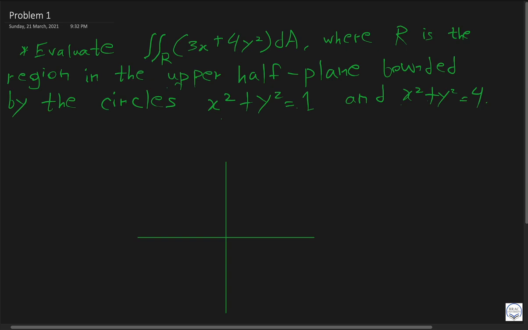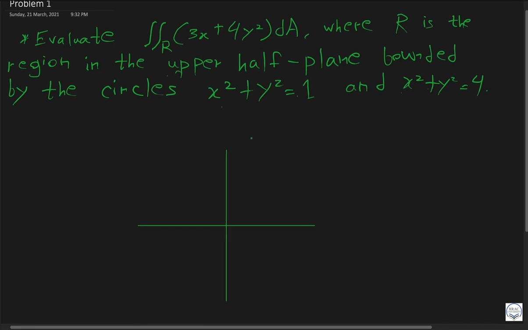Evaluate the double integral of 3x plus 4y squared over R, where R is the region in the upper half plane bounded by the circles x squared plus y squared equals 1 and x squared plus y squared equals 4. So here, as usual, we'll start by sketching our domain of integration. R is our domain, or the region.